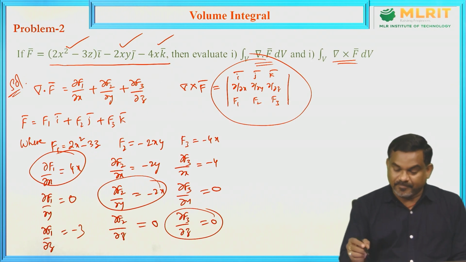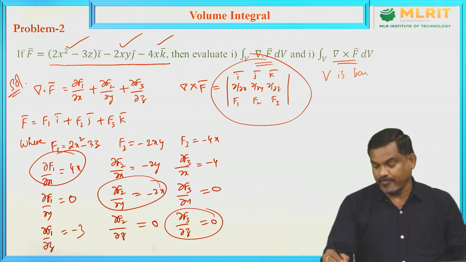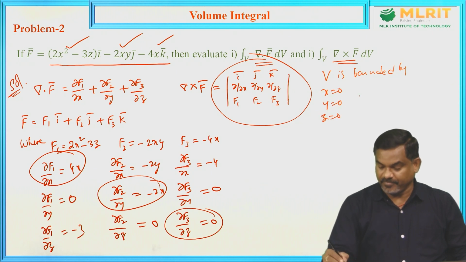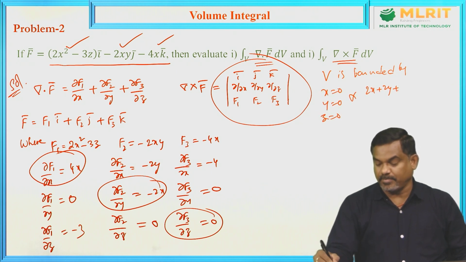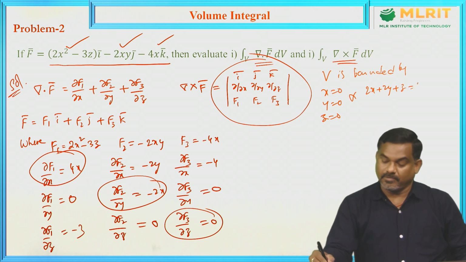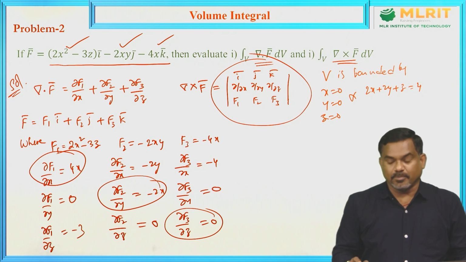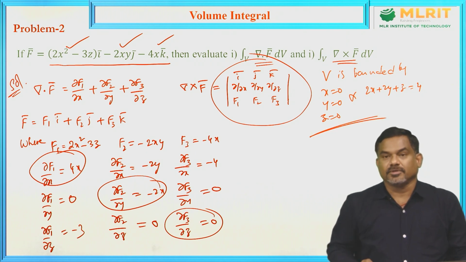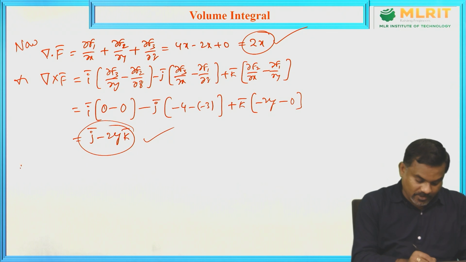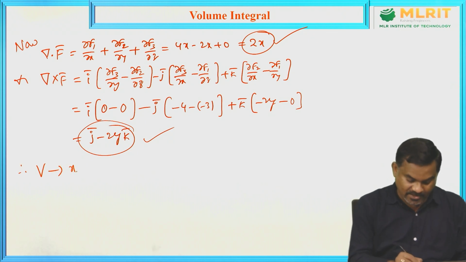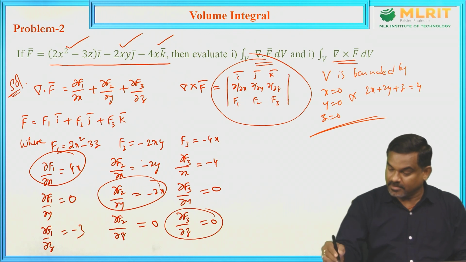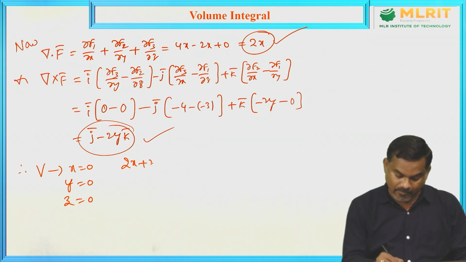So once again, where v is bounded by x 0, y 0, z 0 and 2x plus 2y plus z equal to 4. So we need to evaluate the triple integral corresponding to the given region. Therefore, v is bounded by x 0, y 0 and z 0 and 2x plus 2y plus z is equal to 4.